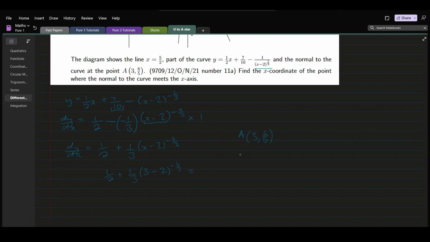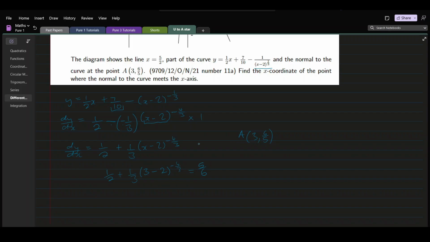And let's punch that into the calculator. 1 over 2 plus 1 over 3 times 3 minus 2 to the power negative 4/3. That gives us 5 over 6. So the gradient of the tangent is 5 over 6.